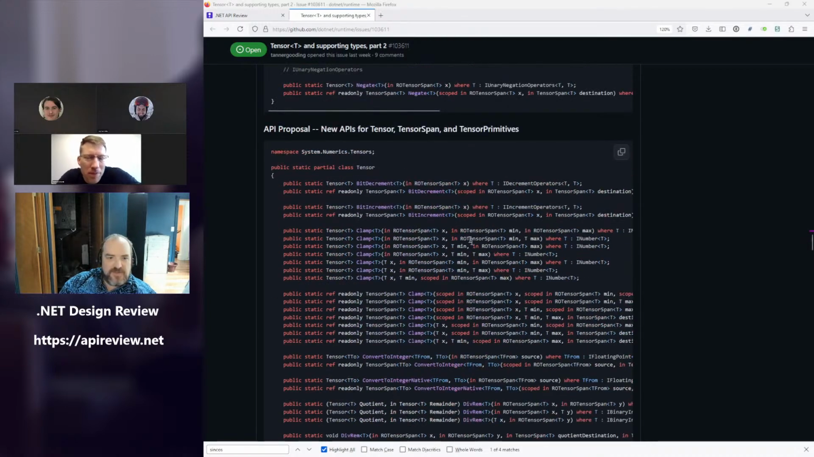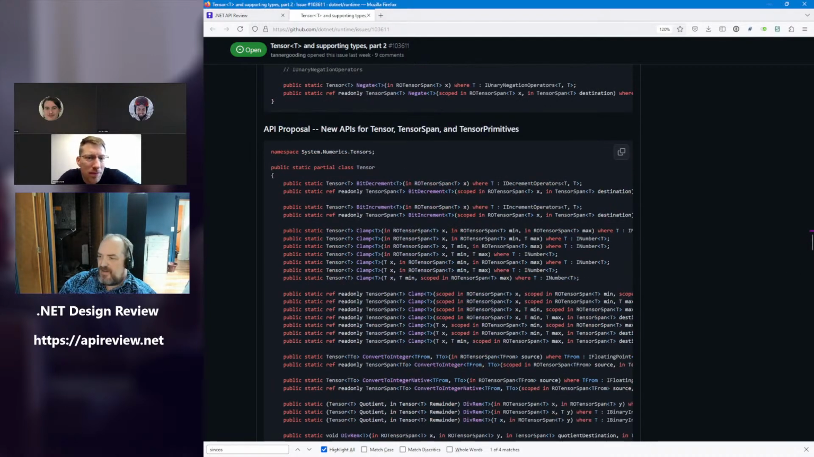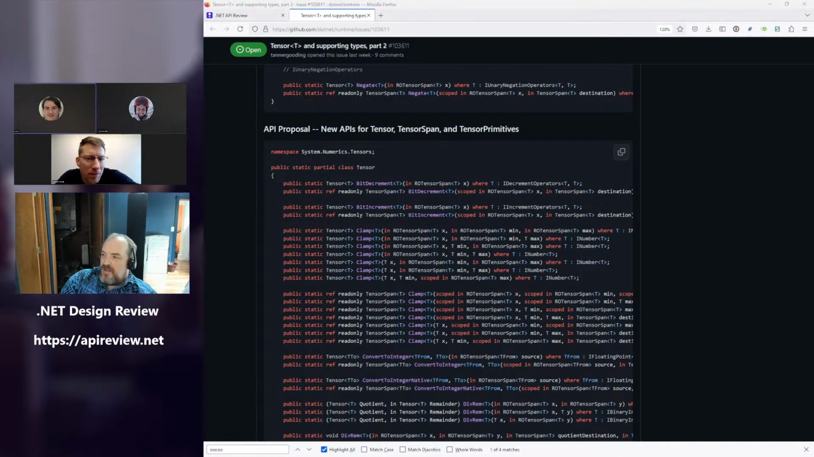Okay. So scrolling back down to this part. The equals is. Yeah, so we've got bit decrement and bit increment, which get the next or lesser floating point value that compares greater than or less than the input. The first one shouldn't be decrement operators. It should be floating point IEEE 754. That's a copy paste accident. The clamp overloads, which take the x, the min, and the max that they're being clamped to.